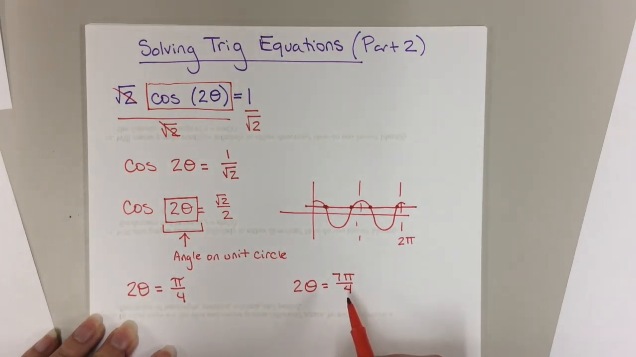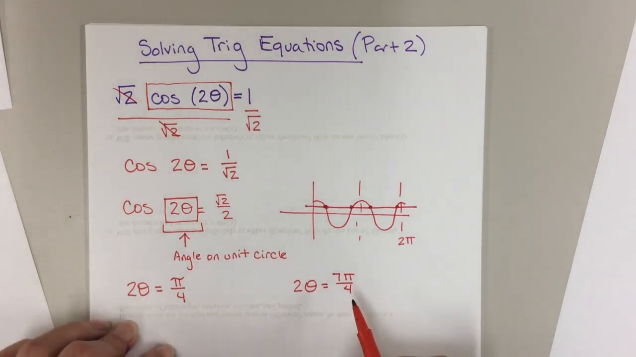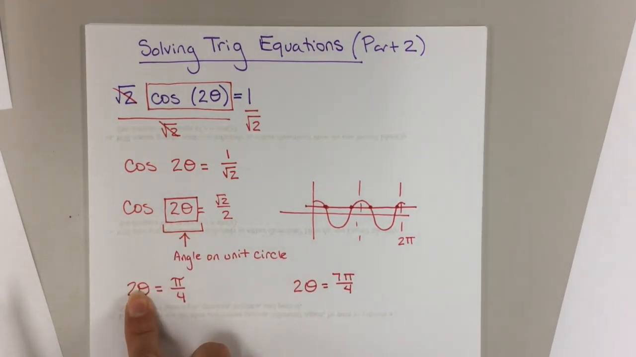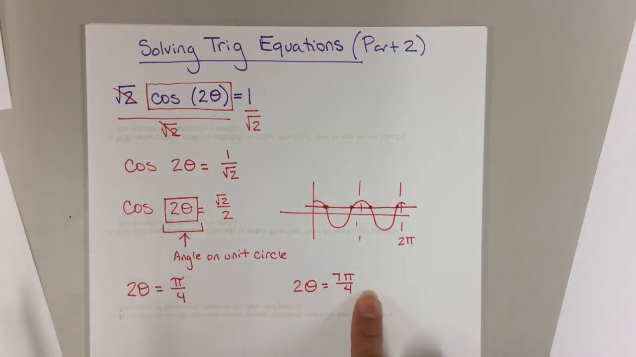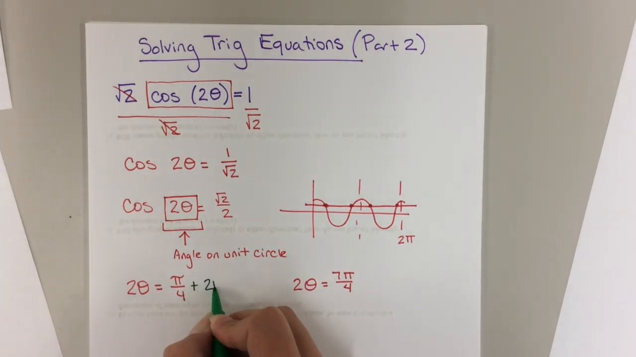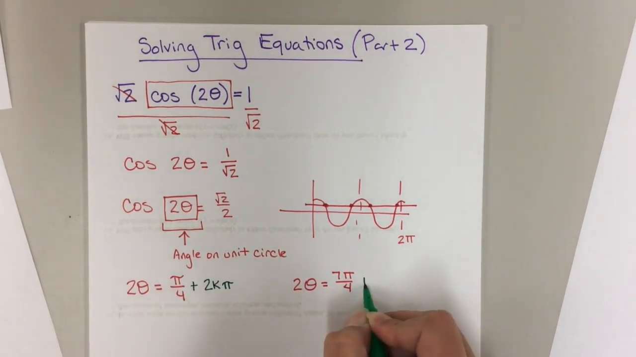To find the other ones, let's use general form. So notice we took whatever was here and we brought it down. We set it equal to our first solution and then to our second solution. And then let's add 2k pi to both of them.